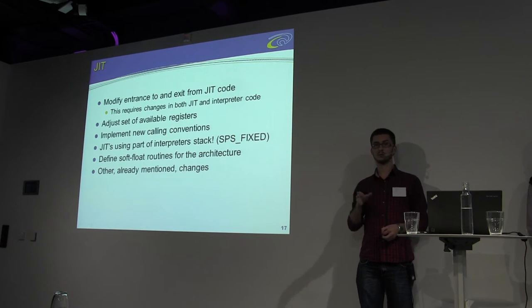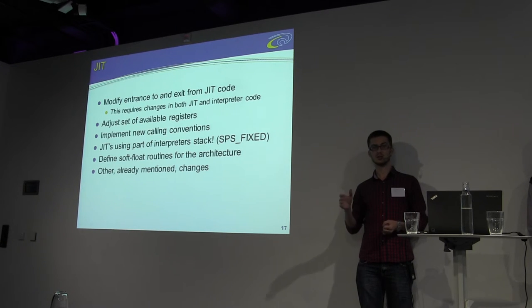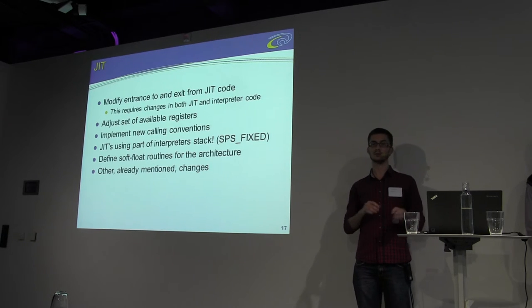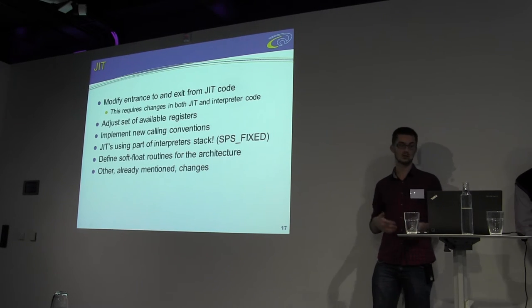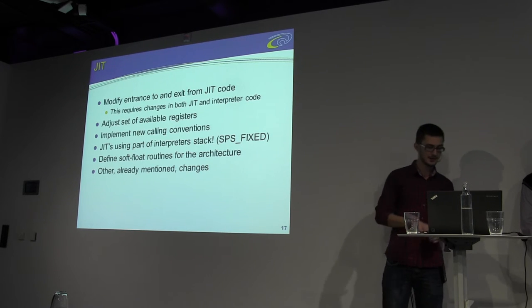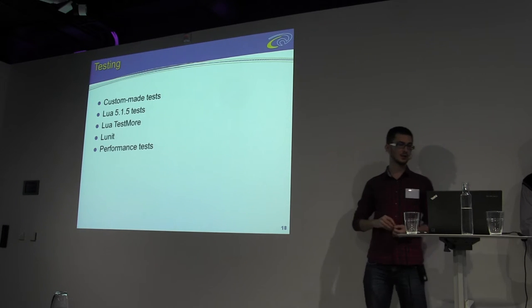For example, if you want to do something simple in a loop, like add two numbers, and JIT fails, it can just go back to the interpreter, and the interpreter will do everything right. It's just that the program will be slower. But sometimes it's not that easy to identify. And this is what we've done when it comes to testing.